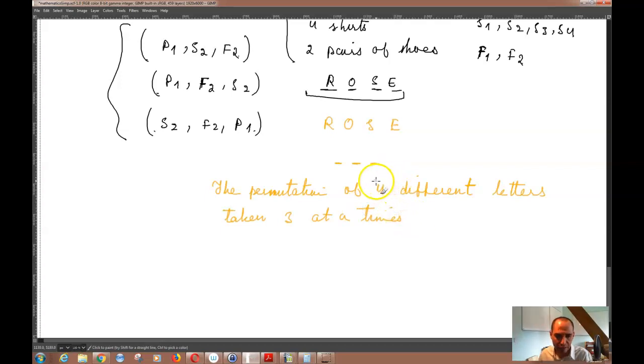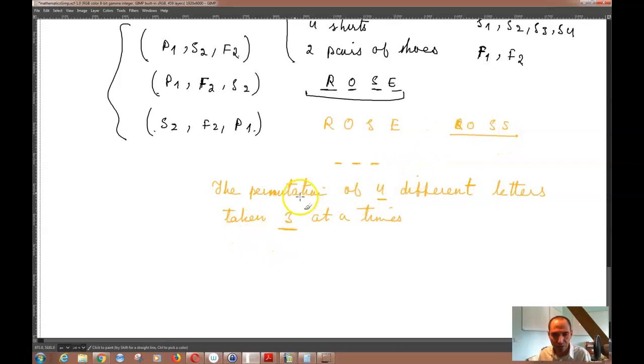Now here I'm calling this the permutation of 4 different letters because you have 4 letters, right? And I'm saying 4 different letters because the letters are different. Meaning that, for example, if I had R, O, S and S, then of course I wouldn't call this the permutation of four different letters. Then I would call it the permutation of 4 letters in which two letters repeat themselves. And then I would call it taken 3.